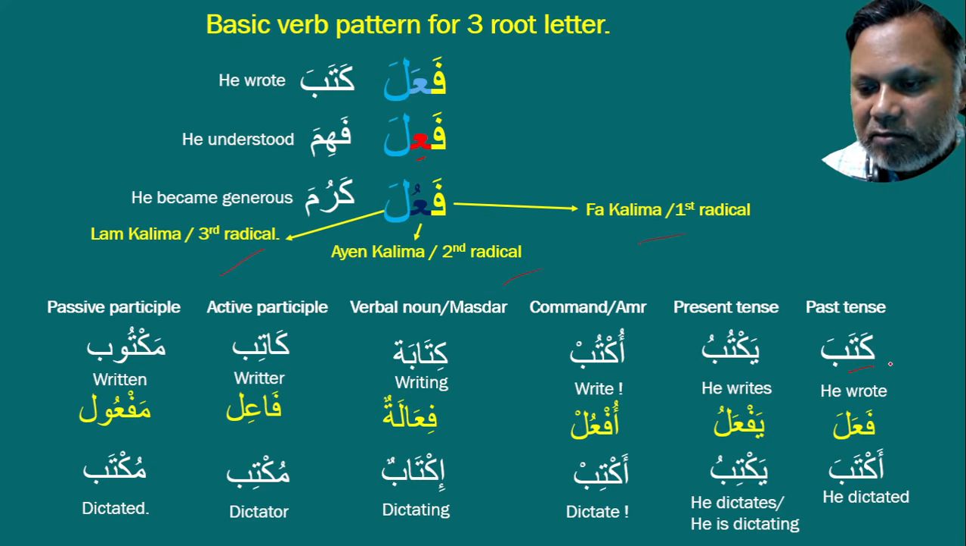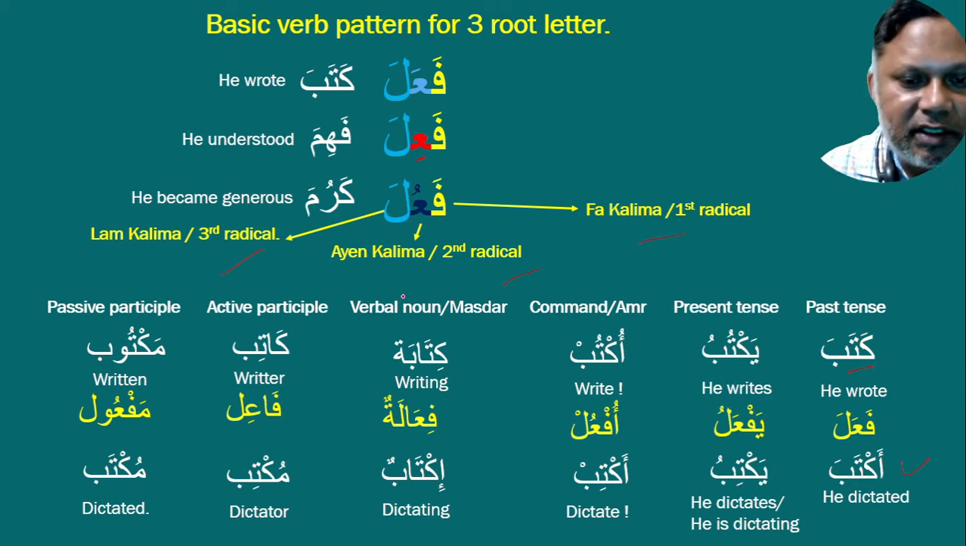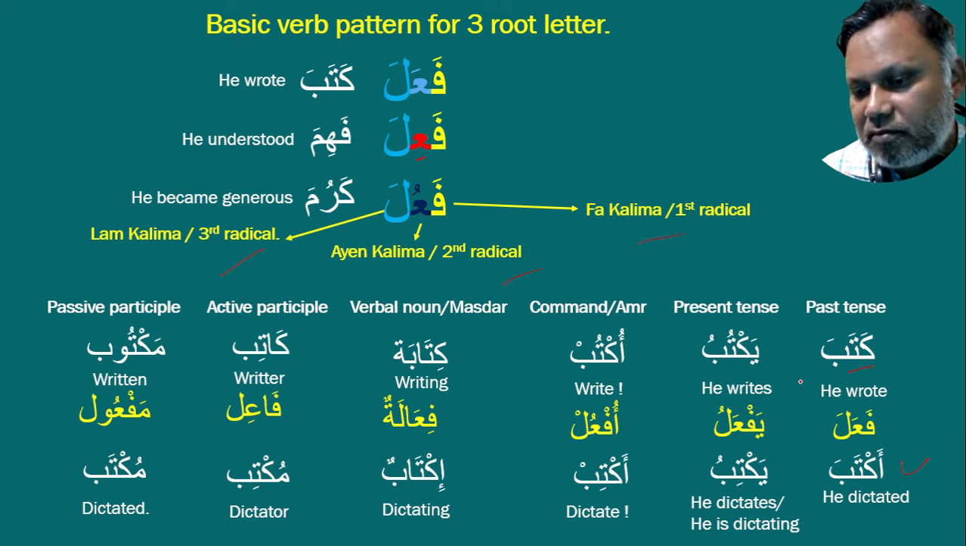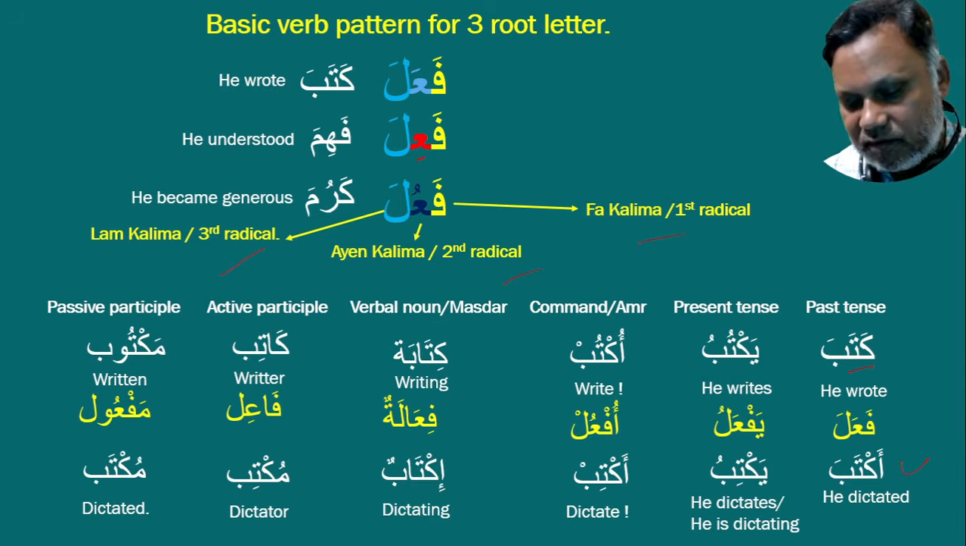So whenever we get any new verb, we should learn these six things of that verb. Here, kataba is the basic form of the verb. This is called form 1, and aktaba is a different form of this verb.